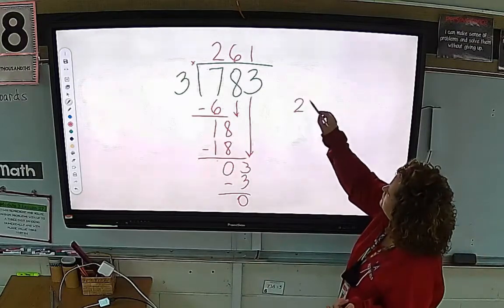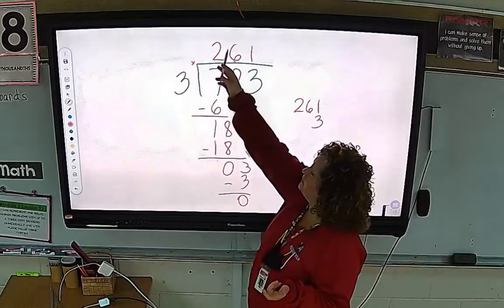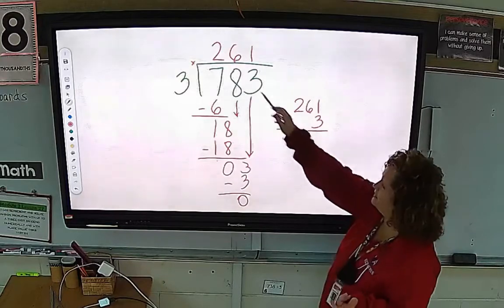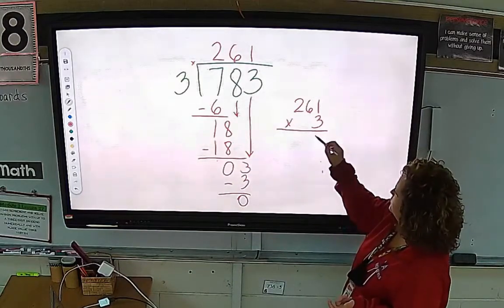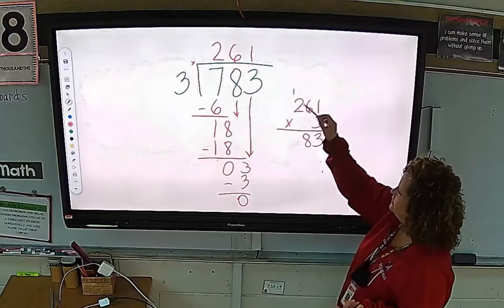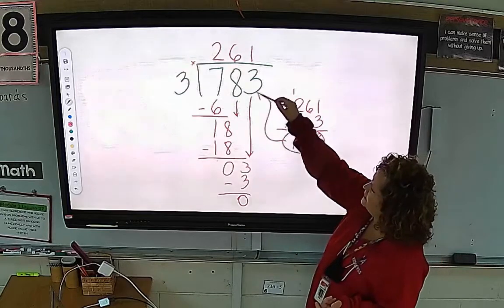261 times 3. Okay, my two outside numbers, my divisor and my quotient, when I multiply them, I should get my dividend right here. 3 times 1 is 3. 3 times 6 is 18. 3 times 2 is 6, plus 1 more is 7. 783, 783.